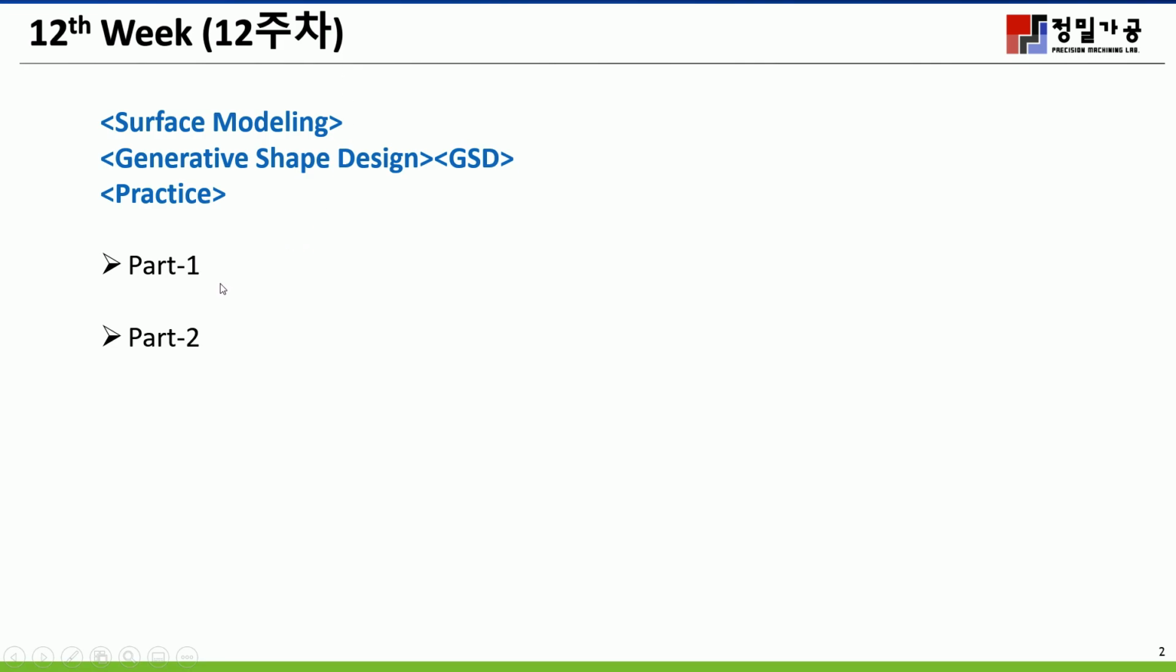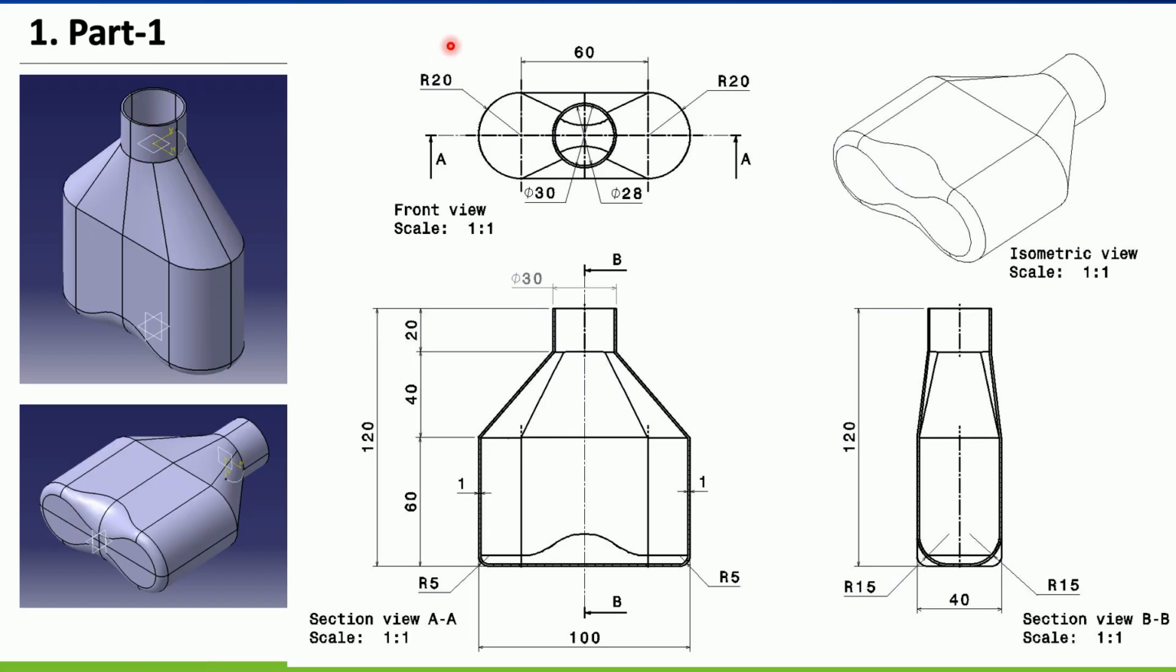we are going to make two parts. Part one is a plastic injection molding bottle, and part two is a similar part. It is also a plastic injection molding bottle, and the second part is a little bit more complicated. Anyway, I think both of these parts are easy for you. Okay, let's begin with part one.